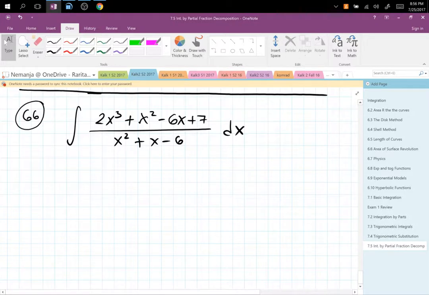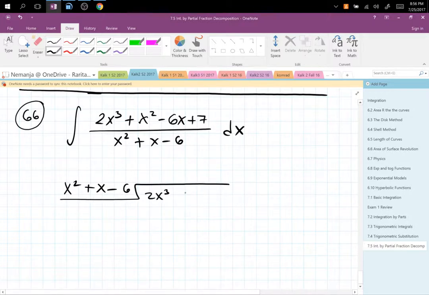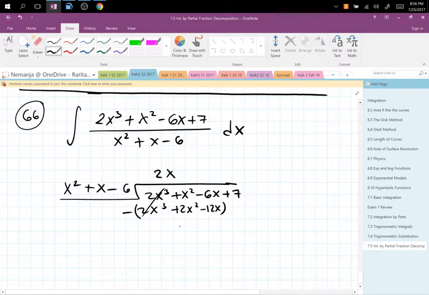Now, to do the long division, we have x squared plus x minus 6 dividing into 2x cubed plus x squared minus 6x plus 7. So x squared goes into 2x cubed 2x times, and then we multiply back to get 2x cubed plus 2x squared minus 12x, and then we subtract. The first term dies. We get negative x squared plus 6x, and then plus 7.